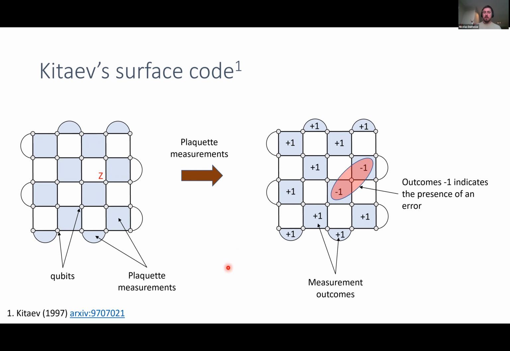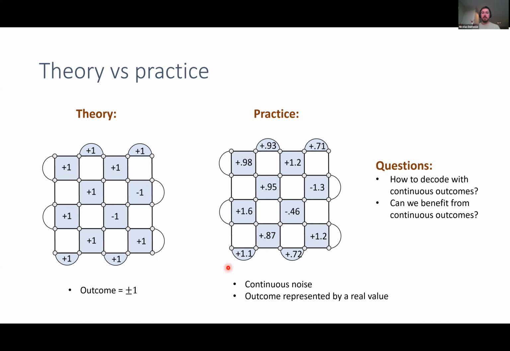And what we observe in practice is slightly different. We expect plus or minus one outcome on the plaquette. This is what we use in theory. But in practice, the measurement outcome is very noisy. We have continuous noise, and what we expect is something closer to a real value. We're going to have a real value, for example plus 0.93.